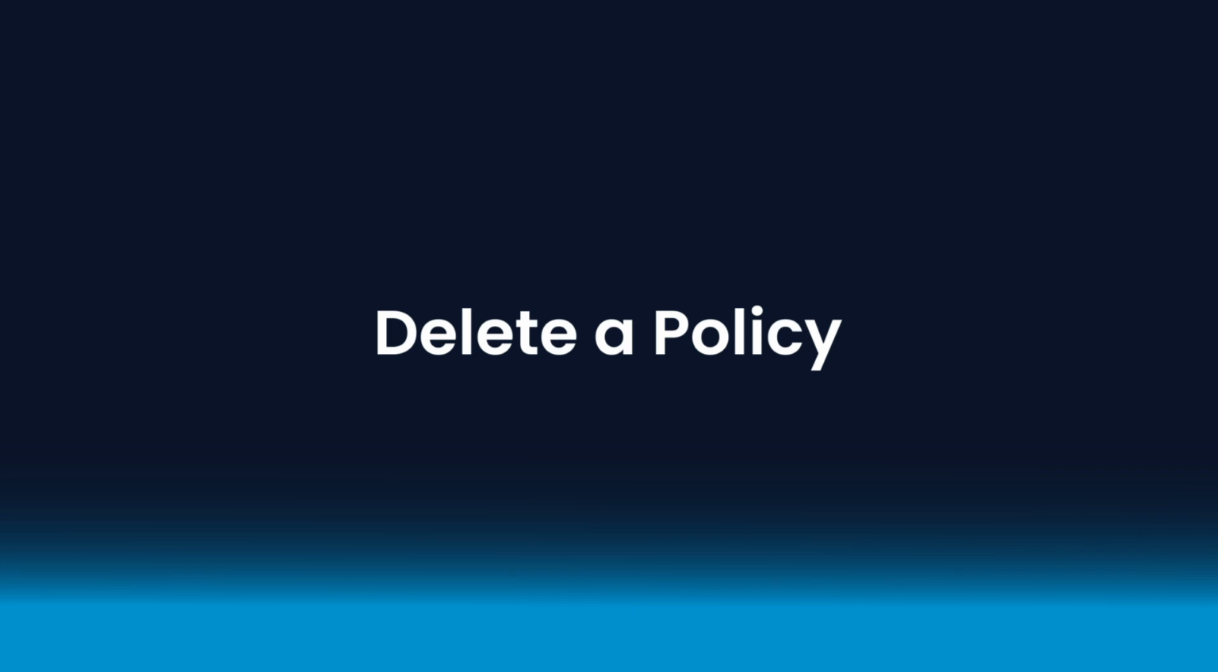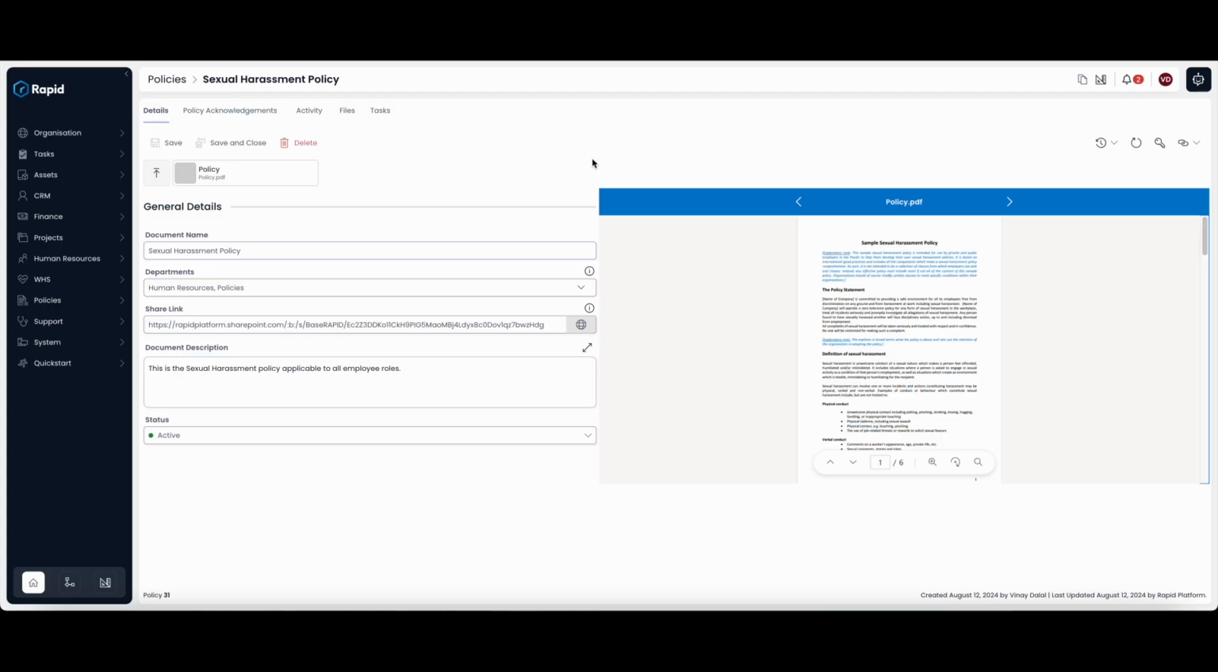Deleting a policy. Deleting a policy record is not recommended. Rather, you should consider changing the status to Archived. This way, you can maintain a record of past and current policies. However, in cases of incorrect data entry or a duplicate policy being created, you can delete the policy record.